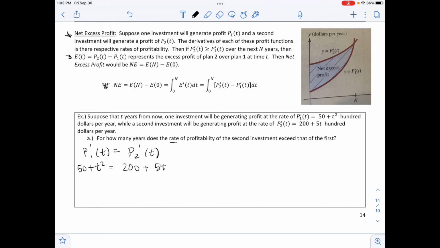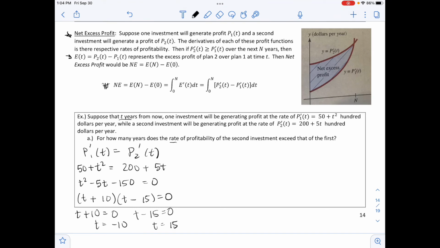From here, I'm going to move everything to one side of the equation. And so we have t squared minus 5t, and then subtracting the 200, we get negative 150. From here, we can factor this. The two numbers that multiply to 150 and add to 5 are going to be a 10 and 15, with the 15 being negative. And so we have t plus 10, and we also have t minus 15. Setting each of these factors equal to 0, we get t is equal to negative 10, and t is equal to positive 15.